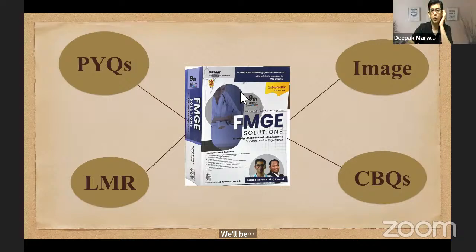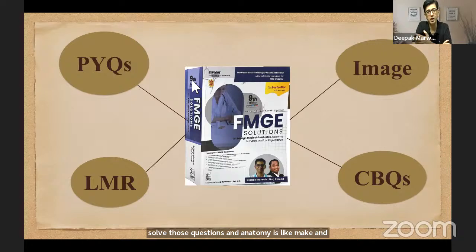My input would only be that, as far as preparation is concerned, the first subject to be focused on would be anatomy. That is one subject that requires a lot of effort, because most of the time what I've seen is that in spite of using the notes, students are not able to solve those questions. Anatomy is like make or break for paper 1, because the first hour of the exam is the most critical part of the exam.